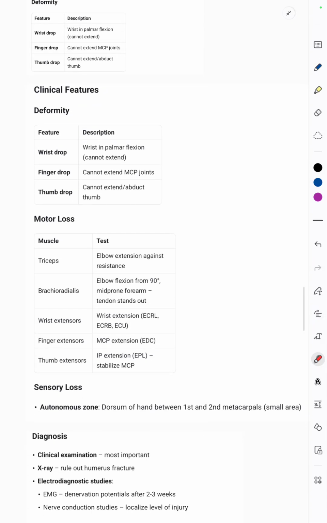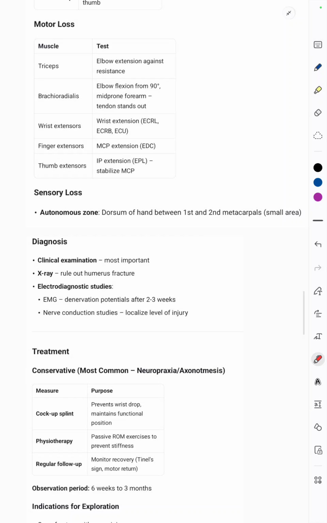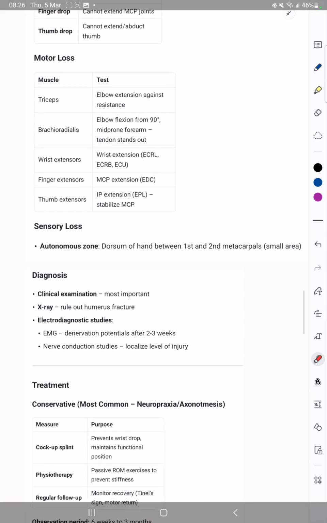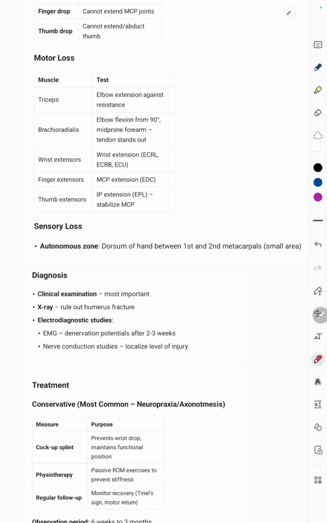Clinical features: there are going to be the same drops as well as motor loss. Loss of the triceps results in loss of elbow extension. Then brachioradialis loss affects elbow flexion, because of which the arm remains in the mid-prone position. Then wrist extensors, that is extensor carpi radialis longus and brevis, finger extensors at the metacarpophalangeal joint, and the thumb extensors at the interphalangeal joint. So these are going to get affected.